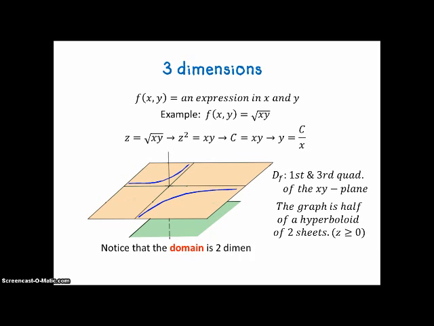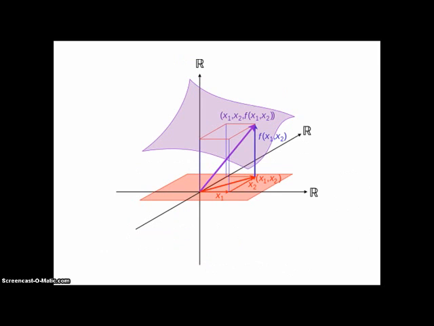Notice that the domain now is 2-dimensional. It's a subset of the xy plane. And the graph is a surface drawn in 3-dimensional space rather than a curve drawn in 2 dimensions. Here's a picture that I found online. Someone's attempt to show the pink rectangle is a subset of the xy plane, and it's being mapped onto the purple surface.